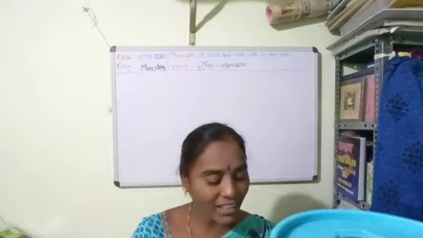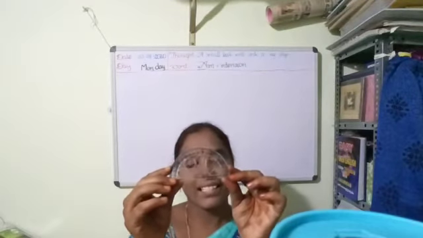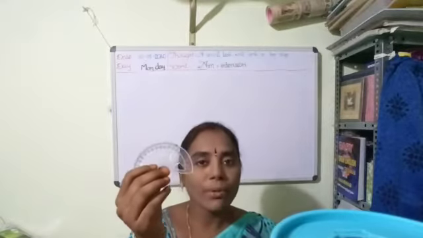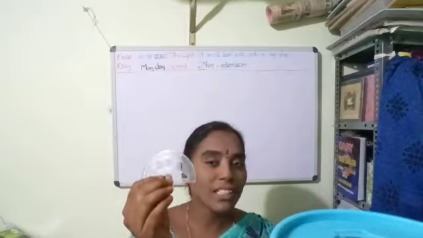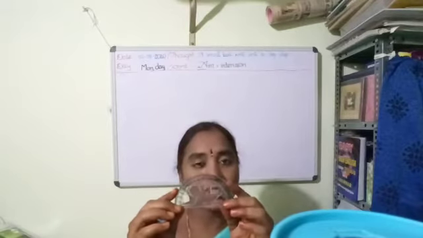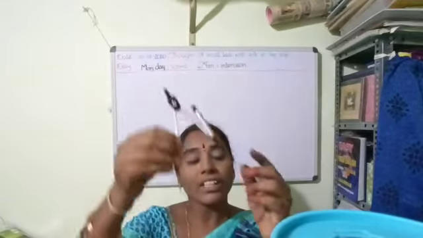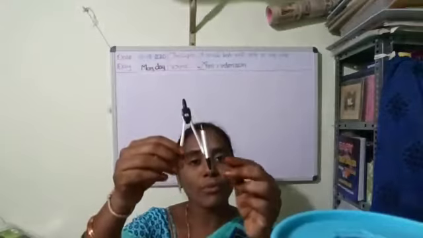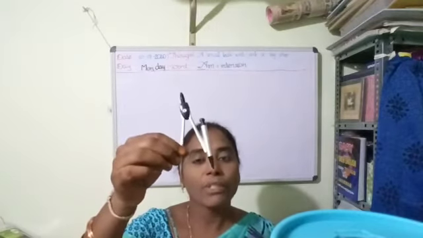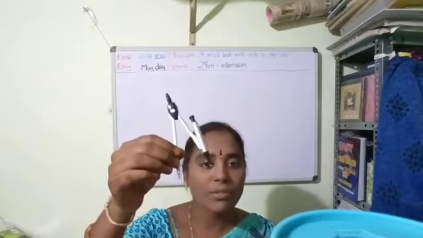Okay, and see this one? This is a protractor. Why do we use this protractor? We use this protractor to draw angles. Okay, and see this one. What is this one? Children like this one. This is a compass. For what purpose do we use this compass? To draw circles.